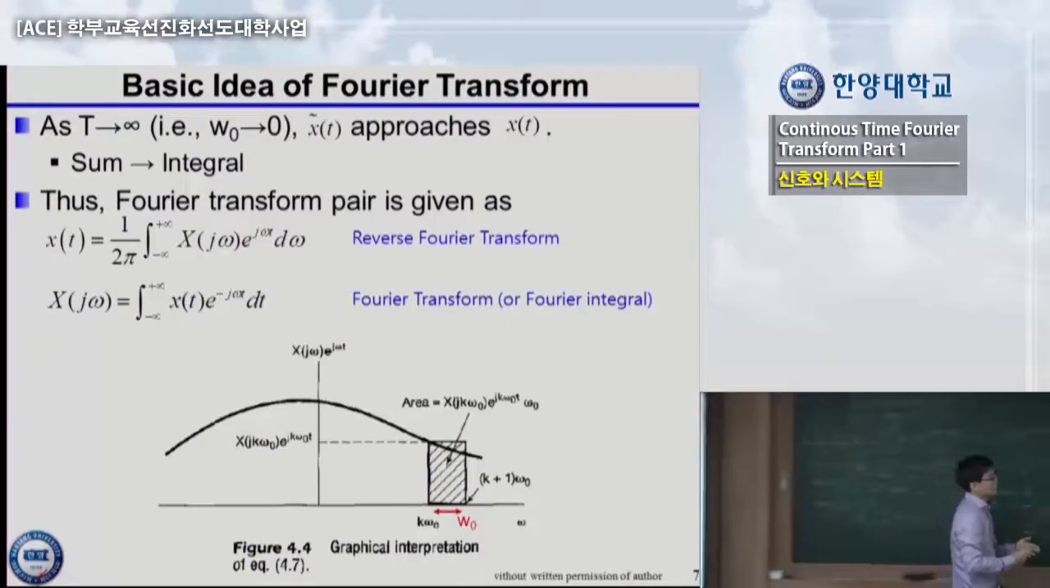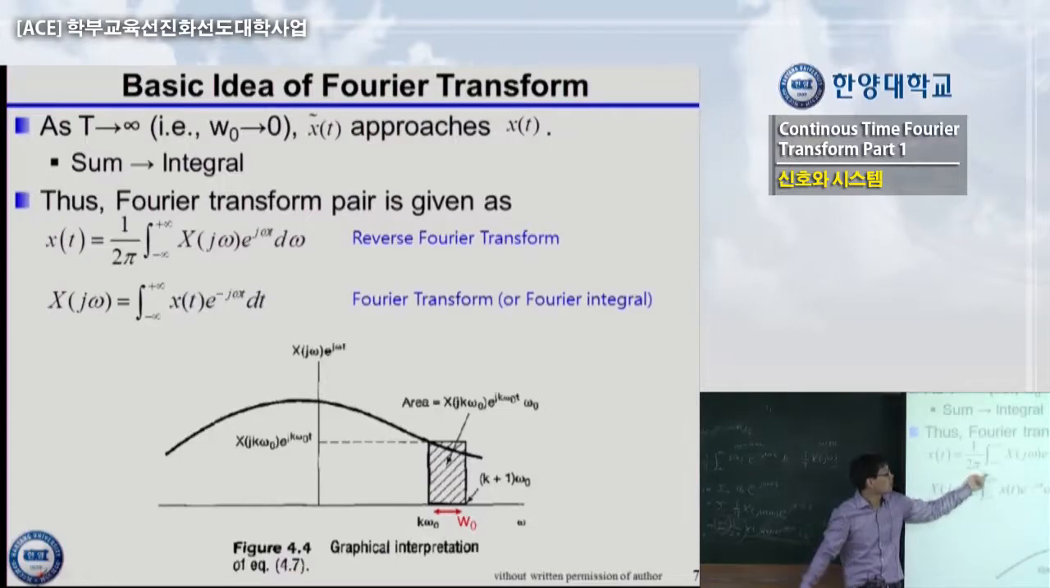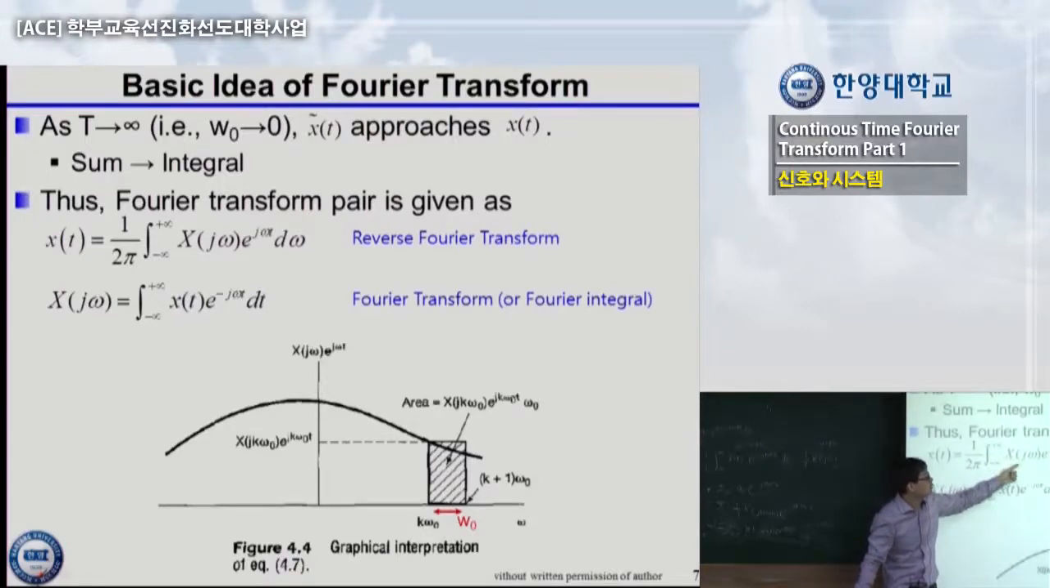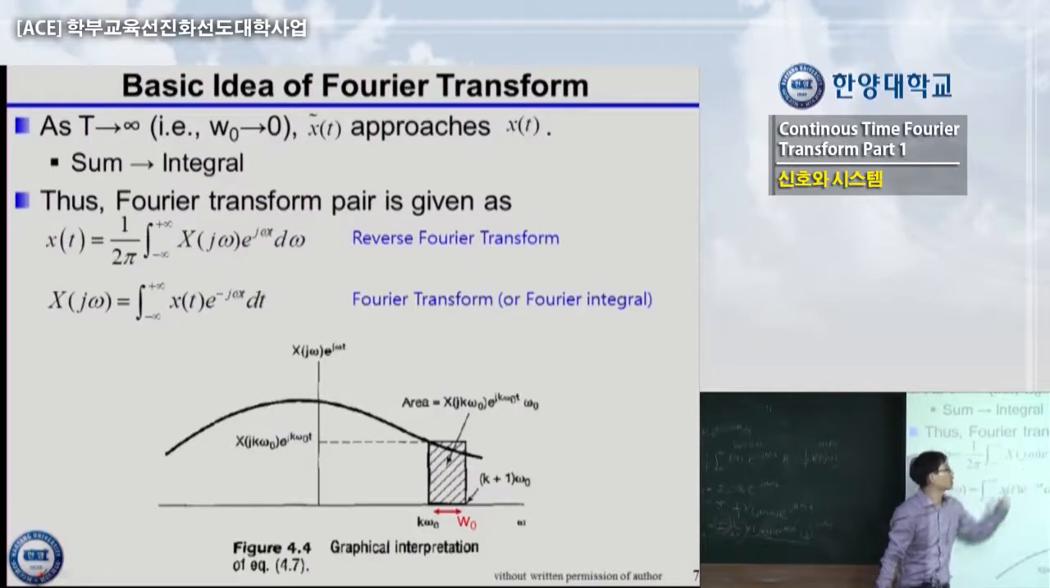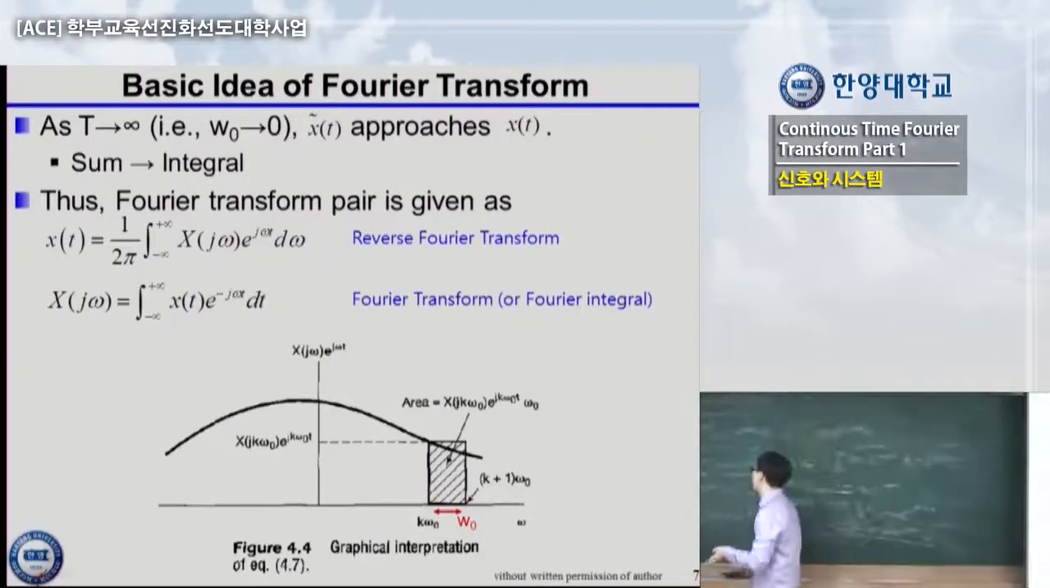So x(t) equals 1 divided by 2 pi, which comes out, integral from minus infinity to infinity, X(j omega) e^(j omega t) d omega. This is called the inverse Fourier transform. You can change from frequency domain to time domain. In general, the Fourier transform looks like this. What if you put e^(-j omega t), then we can find this. That's the Fourier transform. So those are called a Fourier transform pair.